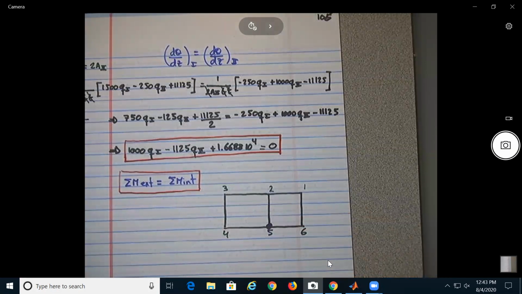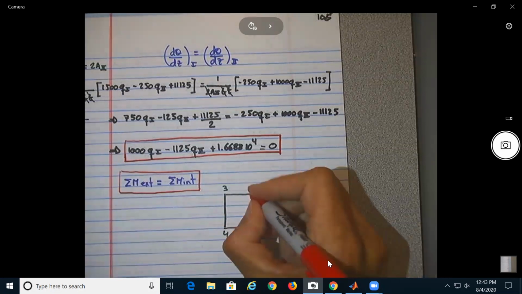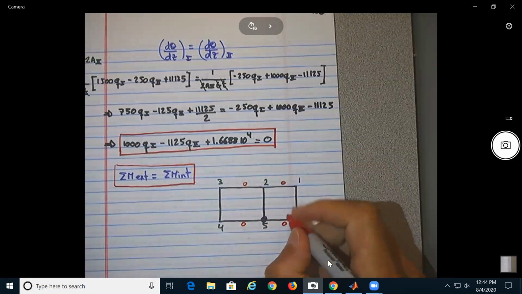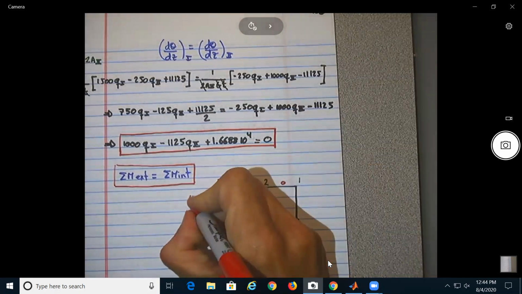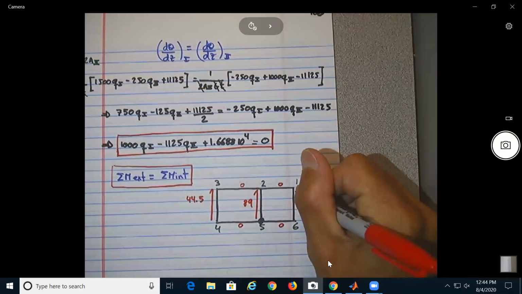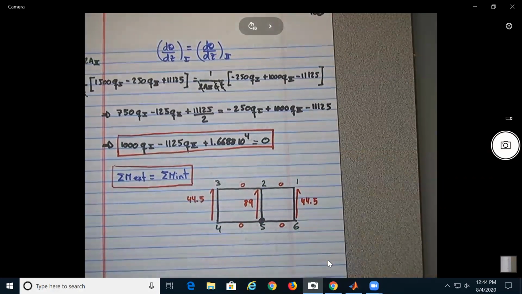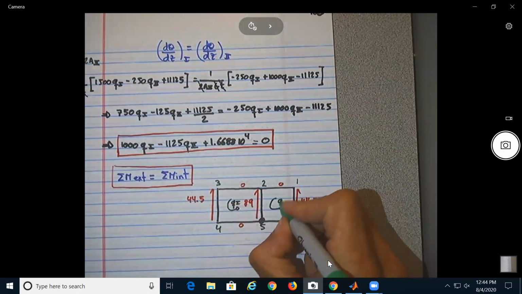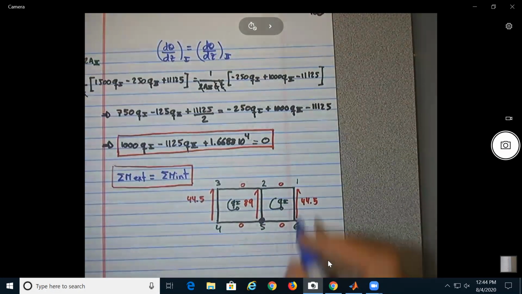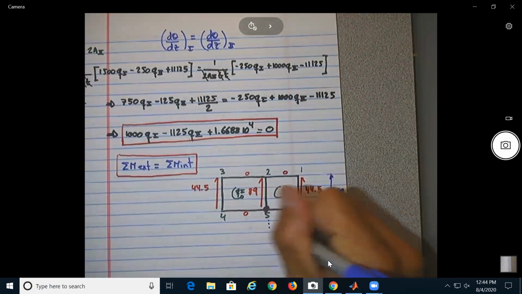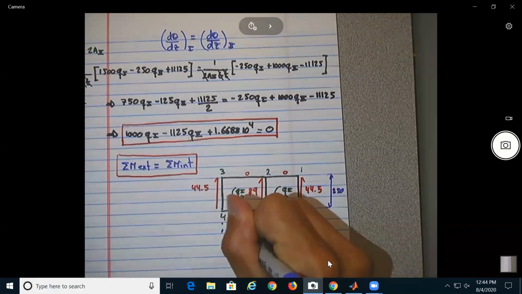All right. And then what do we know here? This is 0, 0, 0, 0, 44.5, 89, 44.5, Q1, Q2, 250, 250, 500.